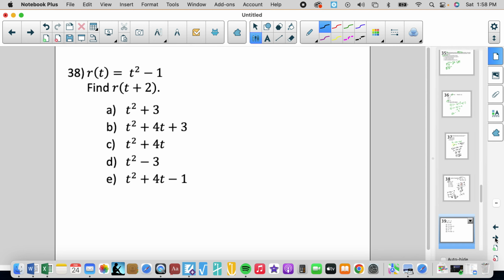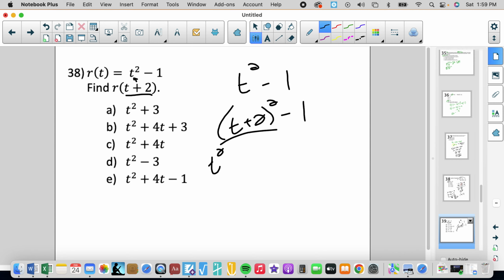38. R of T equals T squared minus 1. Find R of T plus 2. So all we're doing is plugging this in for T. When you get T squared minus 1, T is T plus 2 quantity squared minus 1. It's a binomial squared. T squared plus 2AB, which is 2 times 2 times T, plus 2 squared, minus 1. So we get T squared plus 4T plus 4 minus 1.